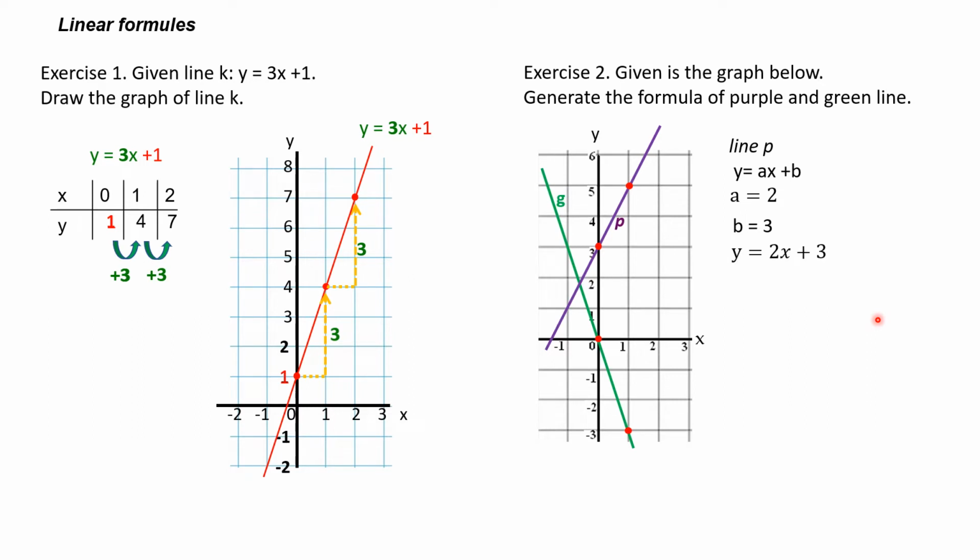Now we're going to move to the green line. Well, what is your b here? B is 0. And if you follow the line, you go 1 to the right and then 3 down. So it's minus 3. That's your a. And then we have our formula and you're done with this part.